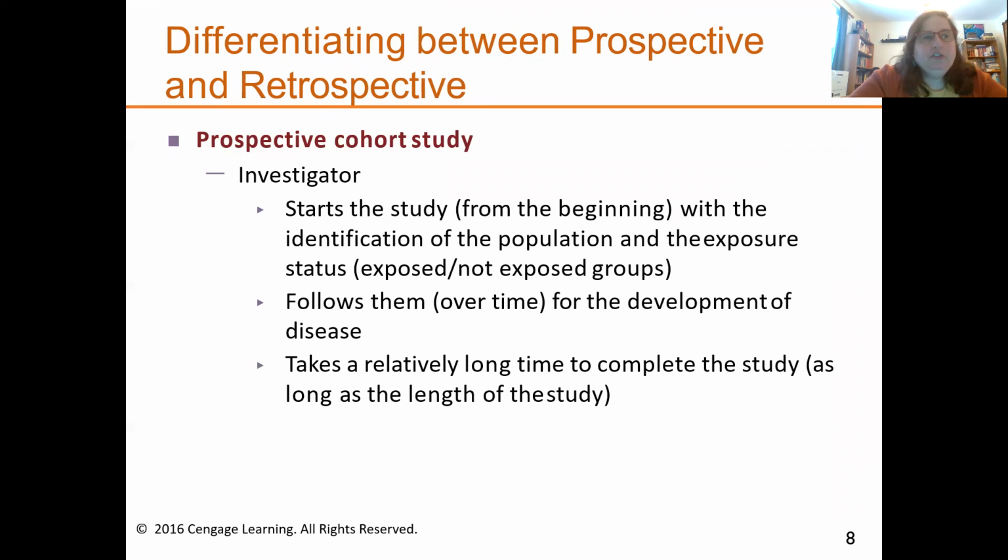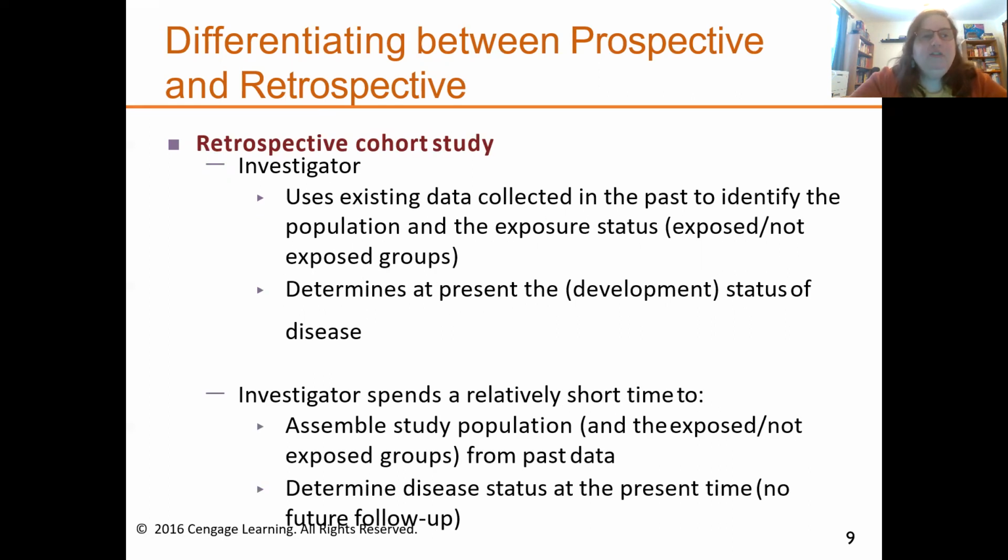So in a prospective cohort study, the investigator starts the study from the beginning with the identification of the population and the exposure status, exposed and not exposed groups. Follow them over time for the development of the disease. This takes a relatively long time to complete, as long as the length of the study. Okay. Whereas a retrospective cohort study uses existing data collected in the past to identify the population and the exposure status, and then determines at present the development status of the disease.